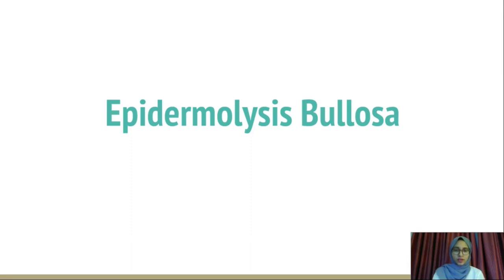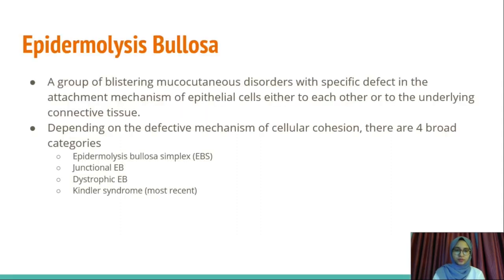Now I'm going to be talking about epidermolysis bullosa. Epidermolysis bullosa is a group of inherited blistering mucocutaneous disorders with a specific defect in the attachment mechanism of epithelial cells, either to each other or to the underlying connective tissue. Depending on the defective mechanism of cellular cohesion, there are four broad categories: epidermolysis bullosa simplex, junctional epidermolysis bullosa, dystrophic epidermolysis bullosa, and Kindler syndrome. Kindler syndrome is the most recently characterized pattern of this group of disorders.